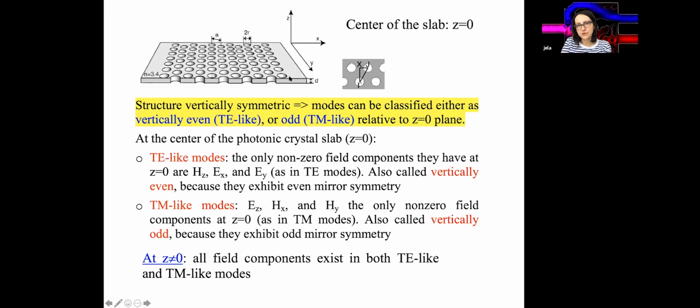Away from the Z equal to 0 plane, which is the center of the slab, you have all 6 field components, 3 E field components, 3 B field components. At the Z equal to 0 plane, for TE-like modes, you have only the E field in the plane, EX, EY, and then from Maxwell's equations, that means that you can have only HZ, the Z component of the magnetic field. And for TM-like modes at the central plane, you have only the transverse magnetic field, HX, HY, and EZ in the Z direction. So again, TE-like is vertically even, TM-like is vertically odd.